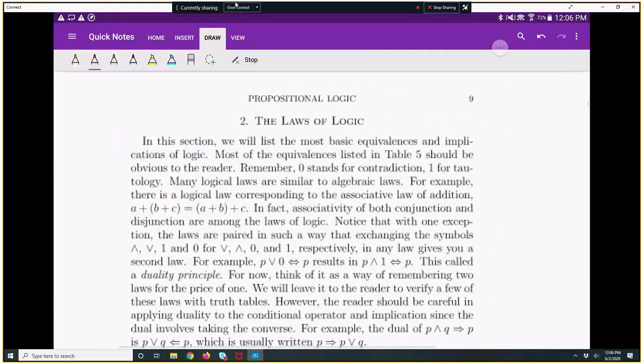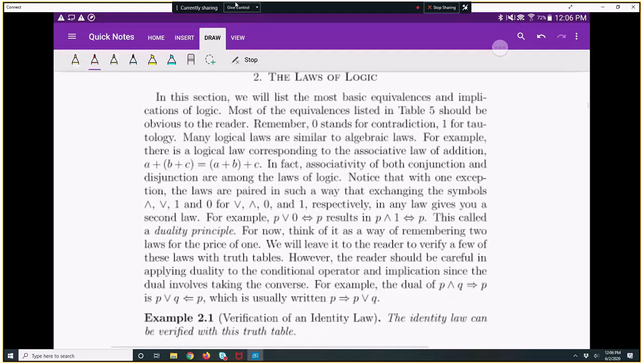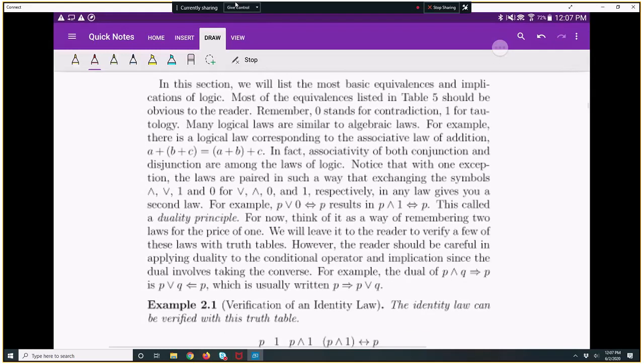So a little bit more about the laws of logic. We're going to list some of the most basic equivalences, and we'll have a table right after this. But we want to point out that we're pretty comfortable at this point with the laws of algebra, like commutativity, associativity, distributivity. And the laws of logic are quite similar. Another thing that we'll note is what's called duality.